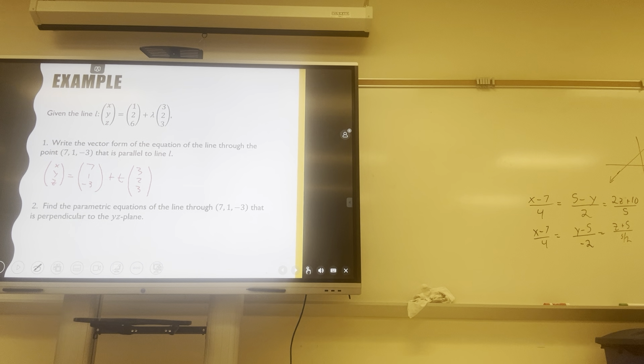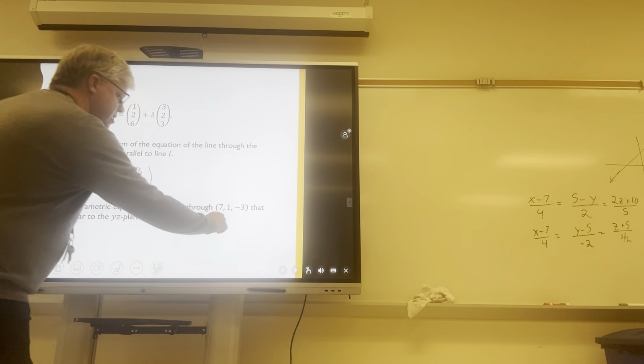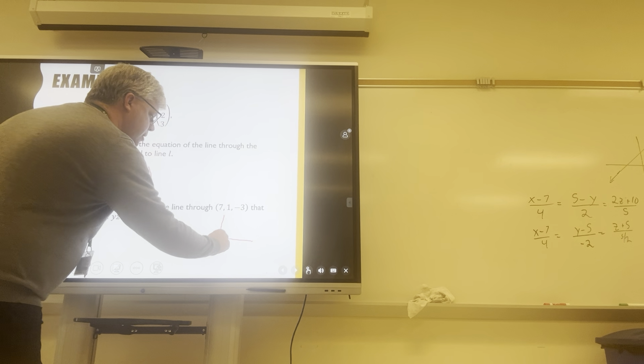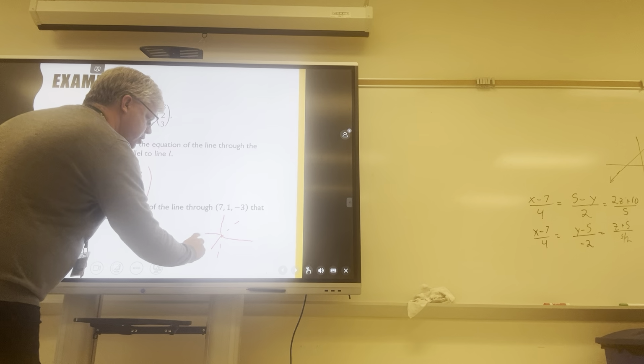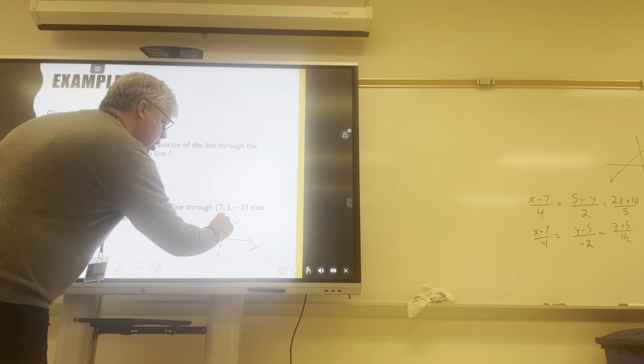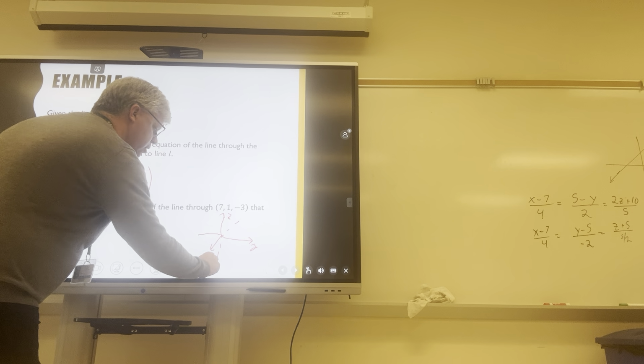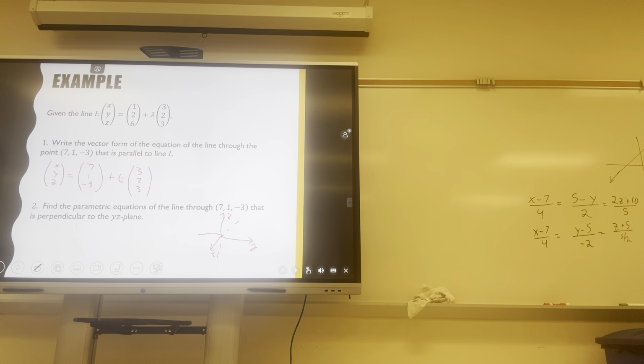And then the last one here, perpendicular to the YZ plane. The YZ plane in this picture is the plane of the screen, right? Do we have a vector that makes a right angle with the board? Yeah, the x-axis, anything along the x-axis. So like 1, 0, 0 would work there, right?